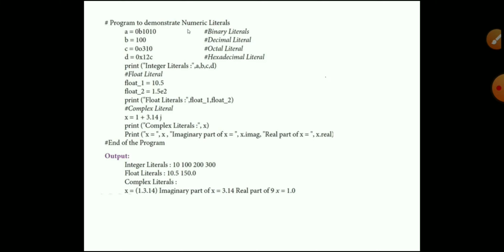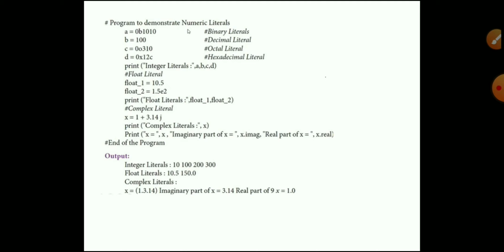Integer literals are called binary, decimal, octal, and hexadecimal. These are all integer literals. Binary literals start with, say, a equal to 0b1010. So a binary integer value will start with 0b.